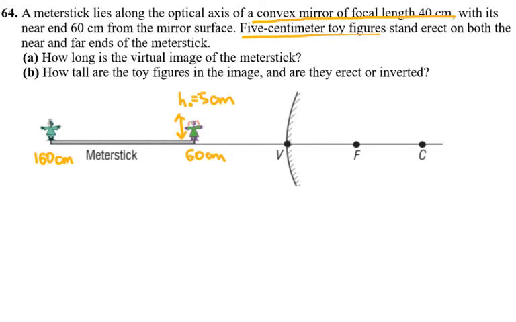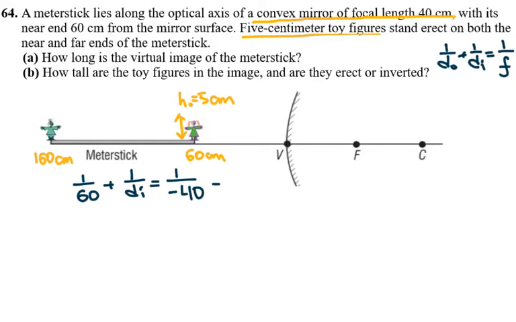So at first I'm going to find the distance to the first image. Using the lens law, maybe I'm going to write it on the side, 1 over do plus 1 over di is equal to 1 over f. So I have 1 over 60 plus 1 over di equals 1 over the focal length, which is 40, but it is a convex mirror, so the focal length is negative, so I have negative 40. From here I'm going to find that di is equal to negative 24 centimeters.